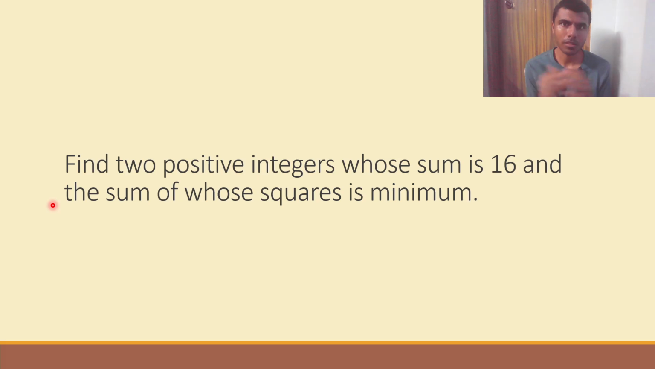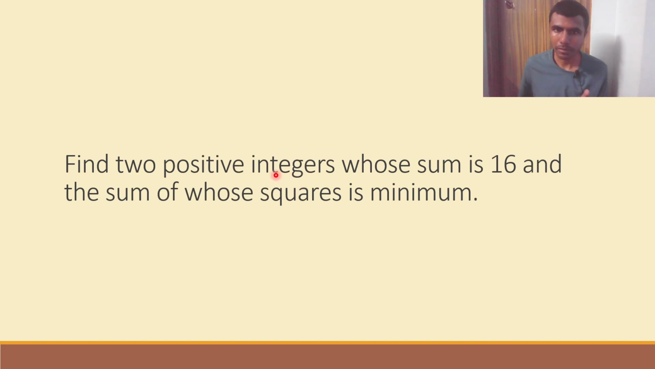Now let us see how to solve this given question. Here we need to find out two positive integers whose sum is 16 and the sum of whose squares is minimum. Okay. Now let us see how to do that.